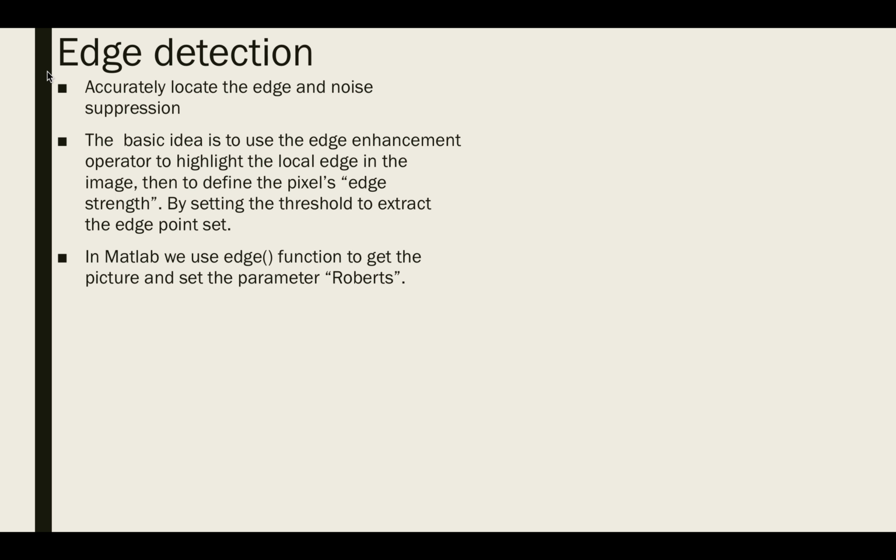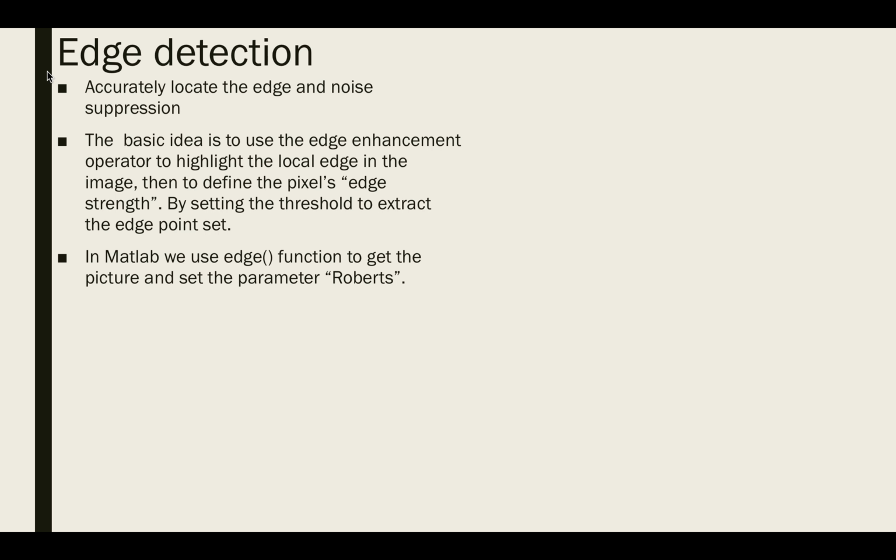The next step is edge detection. The main effect of edge detection is to accurately locate the edge and suppress noise. Its basic idea is to use the edge enhancement operator to highlight the local edge in the image, then to define the pixel's edge strength. By setting the threshold to extract the edge point set. In MATLAB, there is a simple function named edge to get the picture.